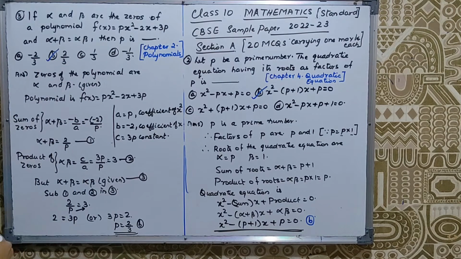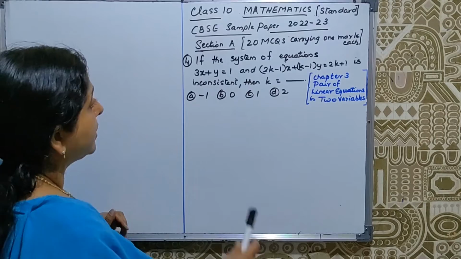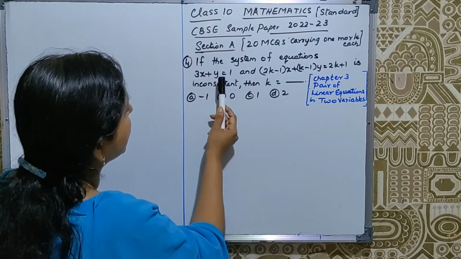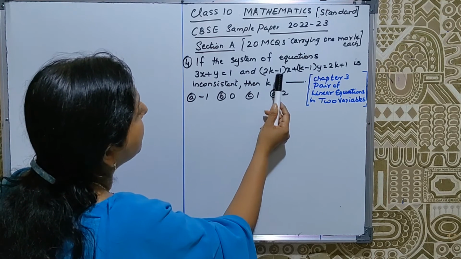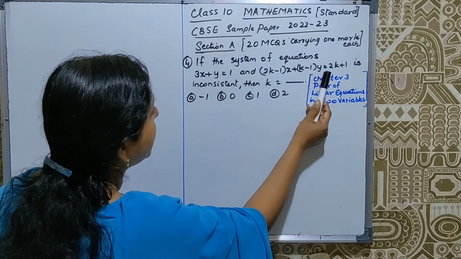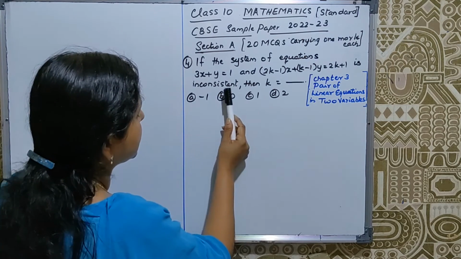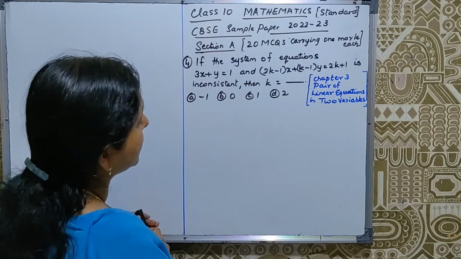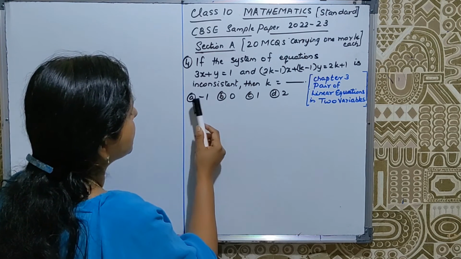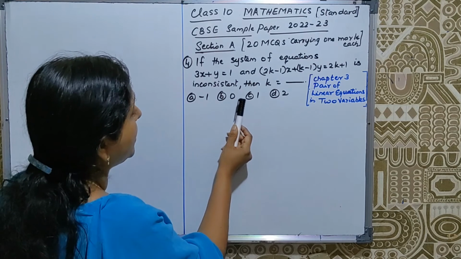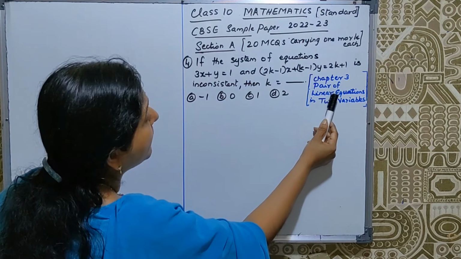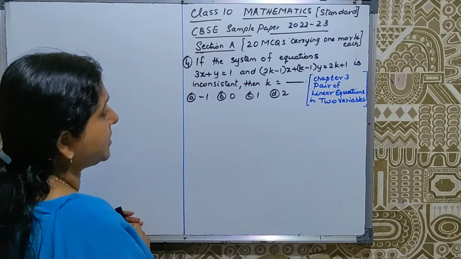Now we'll go to the next question. Question number 4. If the system of equations 3x plus y equal to 1 and (2k minus 1) into x plus (k minus 1) into y equal to 2k plus 1 is inconsistent, then k equal to. Choices are a minus 1, b 0, c 1, d 2. It is based on chapter 3, pair of linear equations in 2 variables.